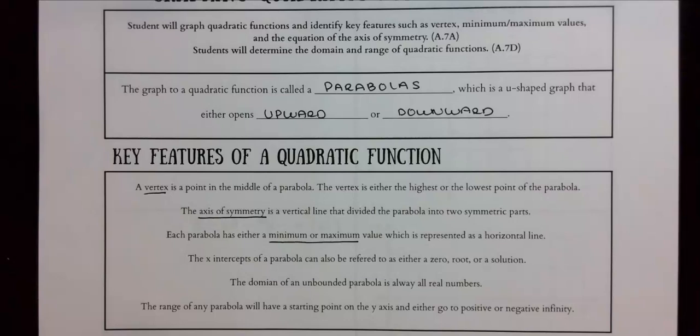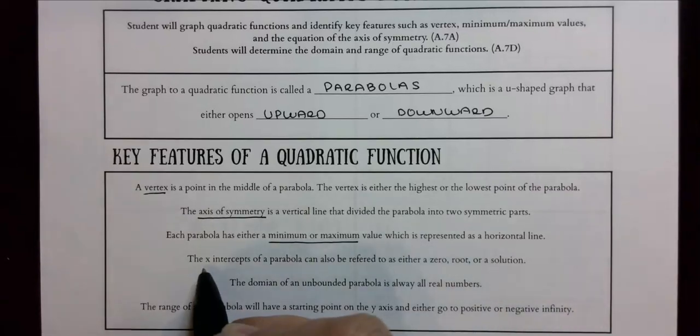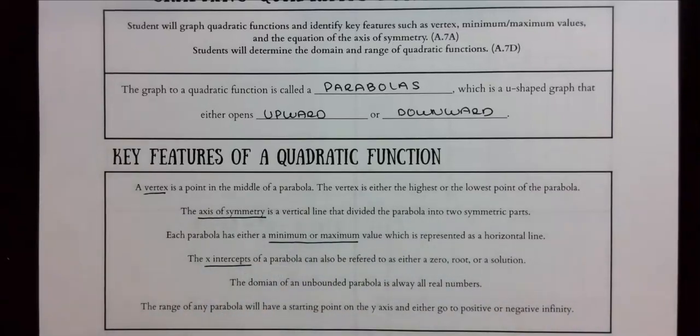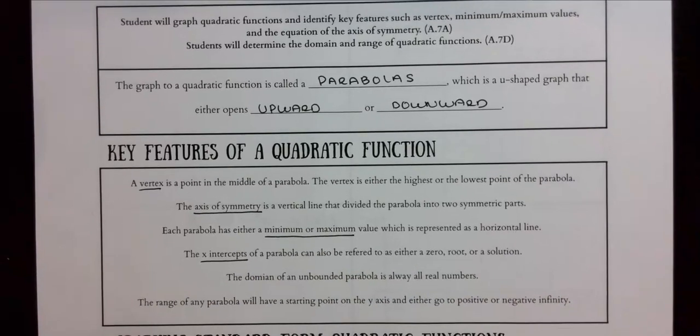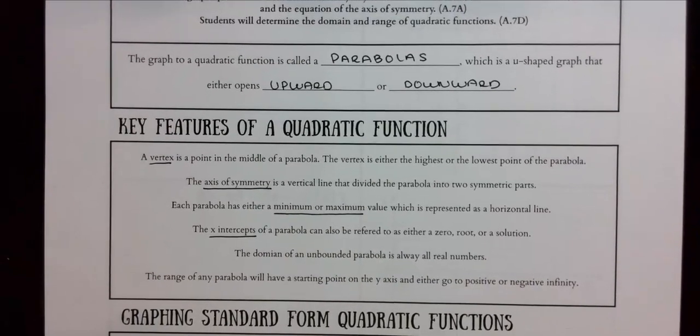All right, x-intercepts. So one of the things that I want to point out about x-intercepts is that we can actually refer to the x-intercepts of a graph several different ways. So there are several words that you might hear, but I just need you to know that these words represent x-intercepts. The words zero, root, and solution all mean the same thing. It's where the graph crosses the x-axis.